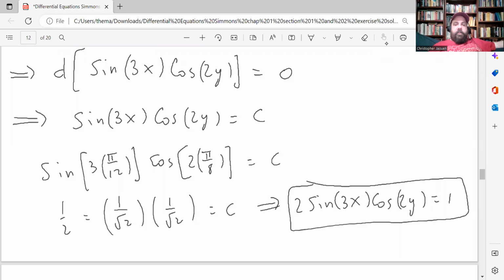And then you plug that value in for c and multiply through by 2, and you get this particular solution that I have written down here: 2 sine 3x cosine 2y is equal to 1.